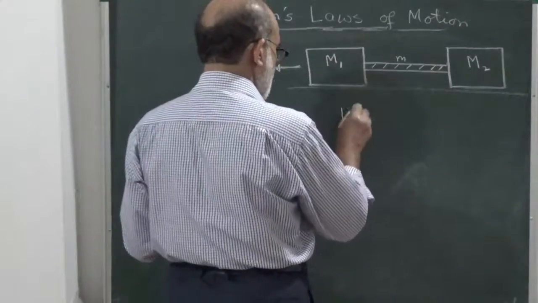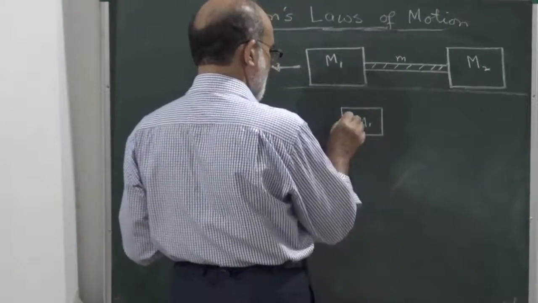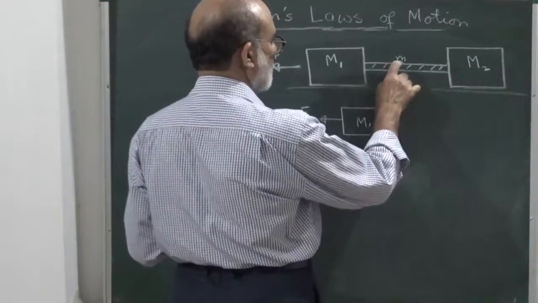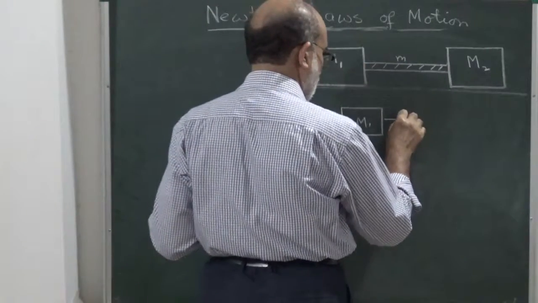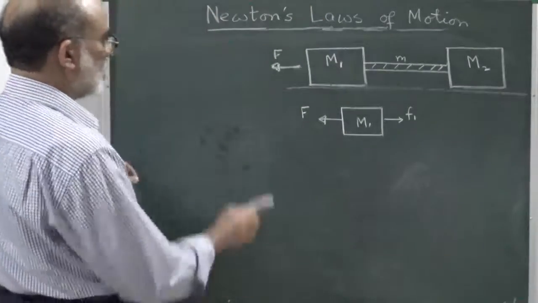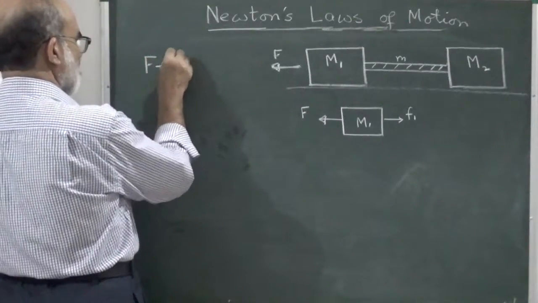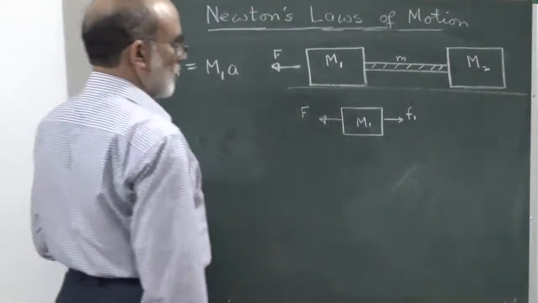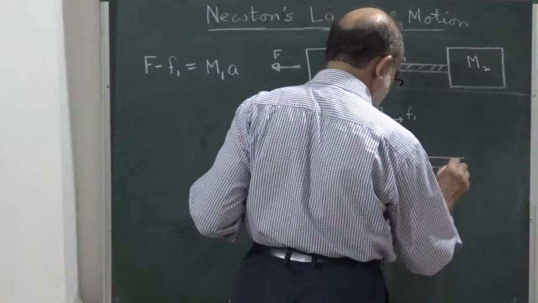So this will be M1. F is the surroundings, applying a force F here, and this rope, which is attached to the block, applies, say, force F1. So according to Newton's second law, the equation of motion for this will be F minus F1 is equal to M1A.